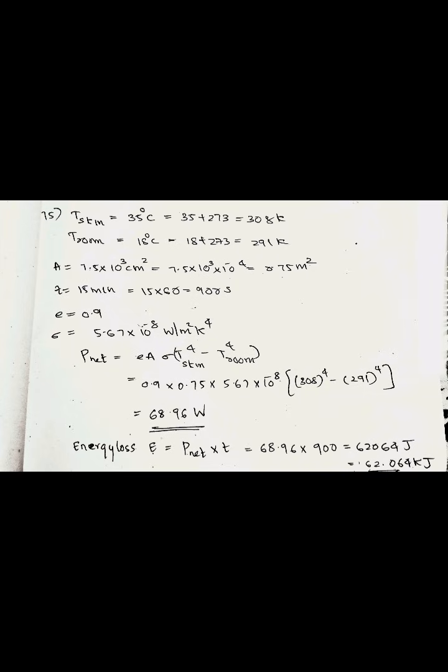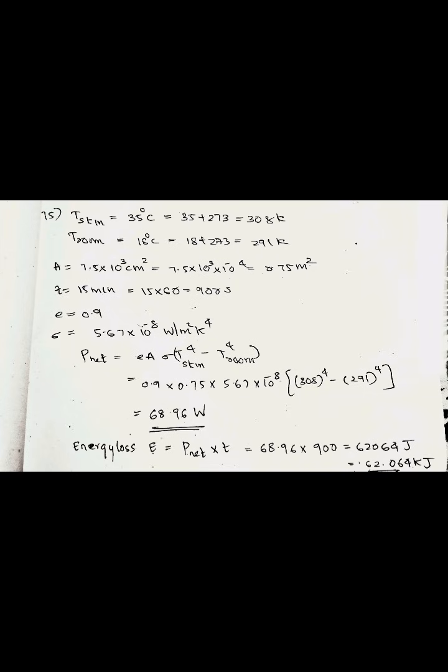And here E is equal to 0.9, and sigma is equal to 5.67 into 10 power minus 8 watt per meter square Kelvin raised to 4. Here P net is equal to E A sigma into T skin raised to 4 minus T room raised to 4, that is equal to 0.9 into 0.75 into 5.67 into 10 power minus 8 into 308 raised to 4 minus 291 the whole raised to 4, and this is equal to 68.96 watt.